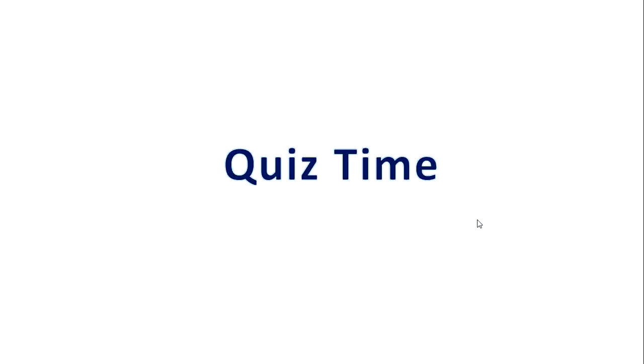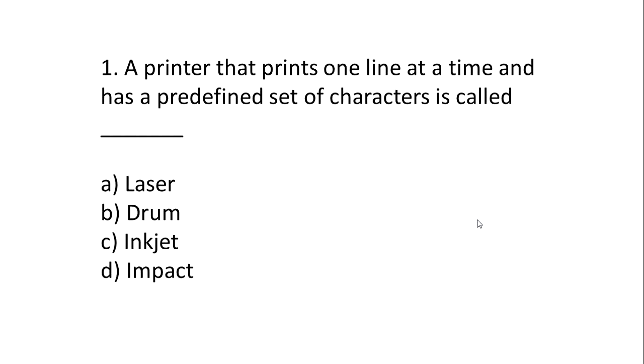Now it is quiz time. First question is, a printer that prints one line at a time and has a predefined set of characters is called, option A laser, option B drum, option C inkjet, option D impact. Students, you can do your quiz on paper. In the last slide we give the answers. You can check your answer and see your marks.